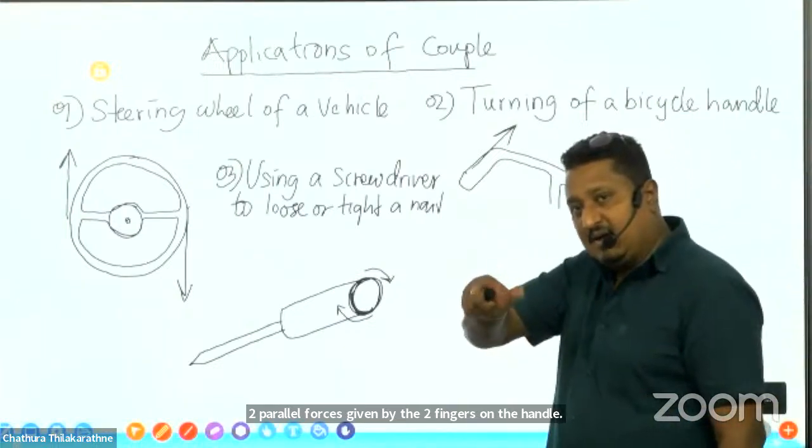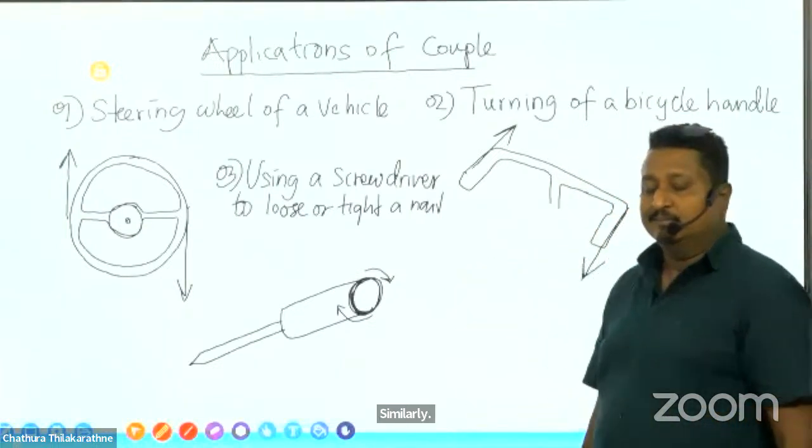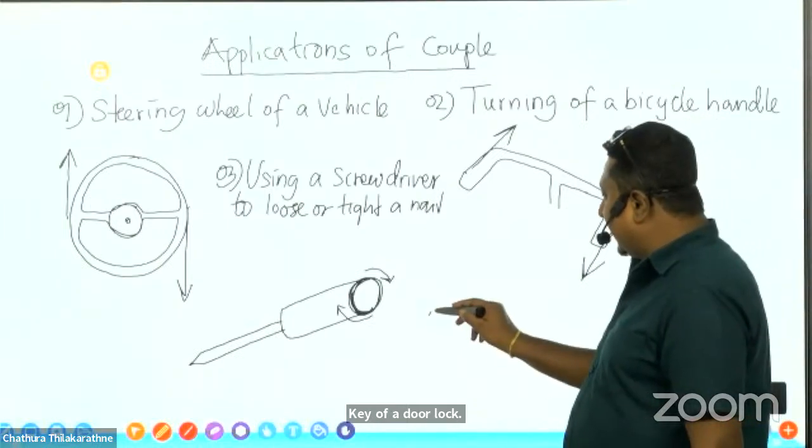Similarly, the key of a door lock can be used. A butterfly nut.